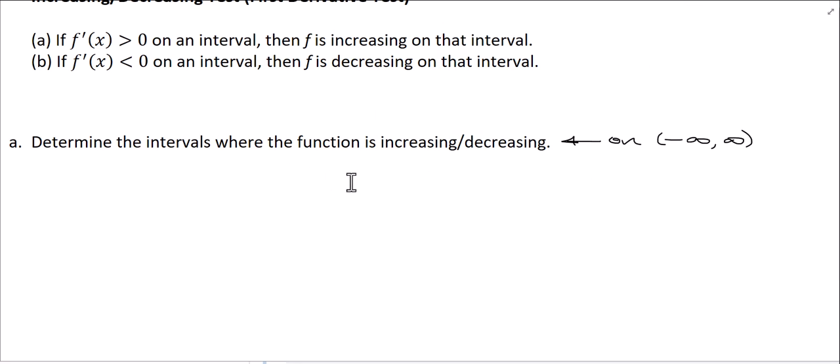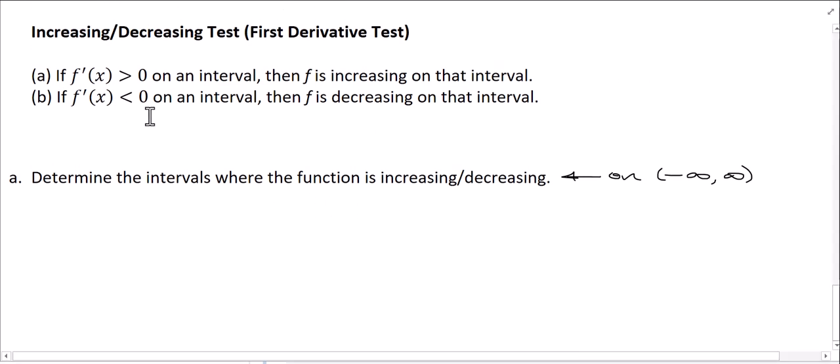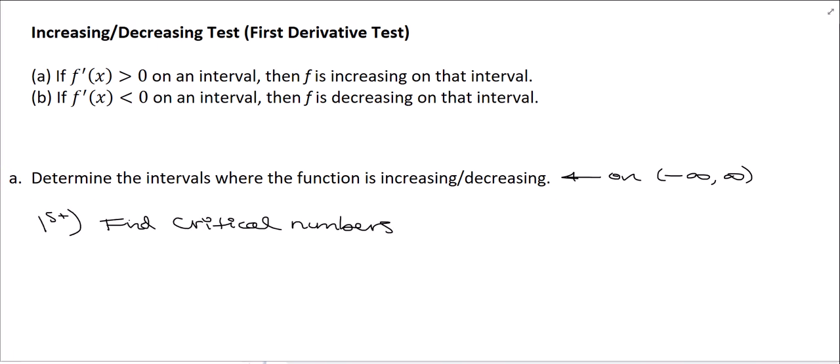So then how do we approach that? Well, the increasing and decreasing test says if the derivative is positive on an interval, but we don't have any intervals, so we create them. So the first thing will be to find our critical numbers, which we already did in part A.